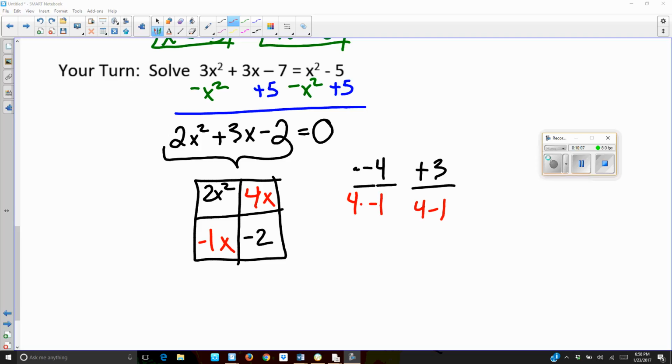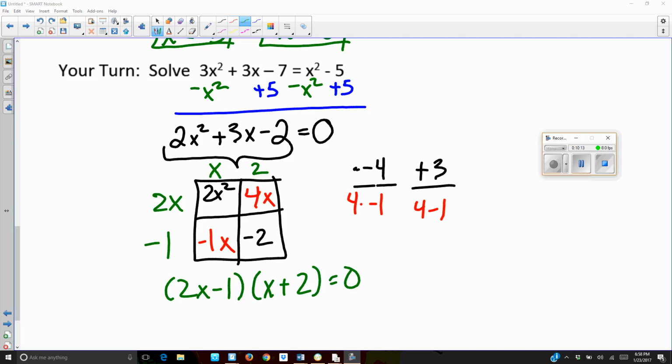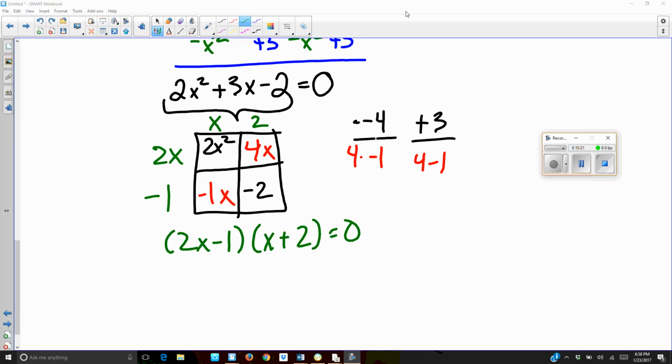That's what should go in the box. 4 minus 1 is 3. 4 times negative 1 is negative 4. So those are your factors, 2x minus 1 and x plus 2. Again, all this factoring material we've covered in Algebra 2 and in Advanced Math. The last step is the only new thing. Set each factor equal to 0 to get your two solutions.